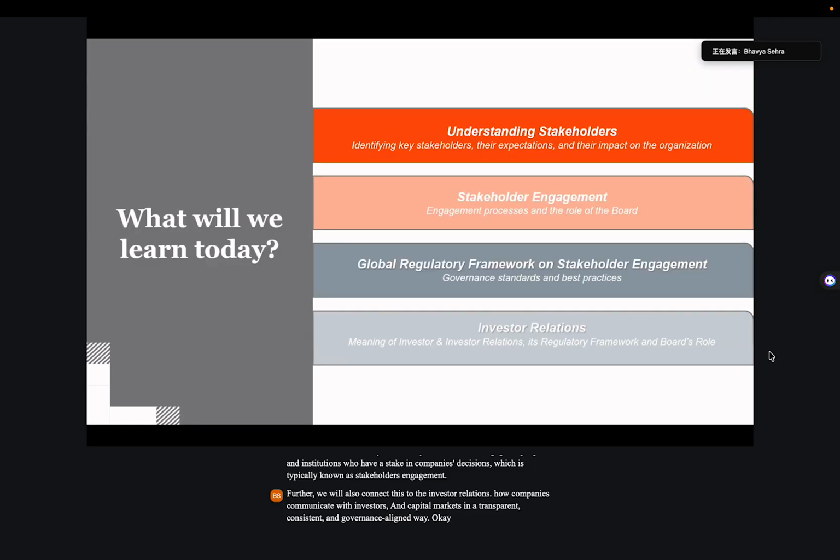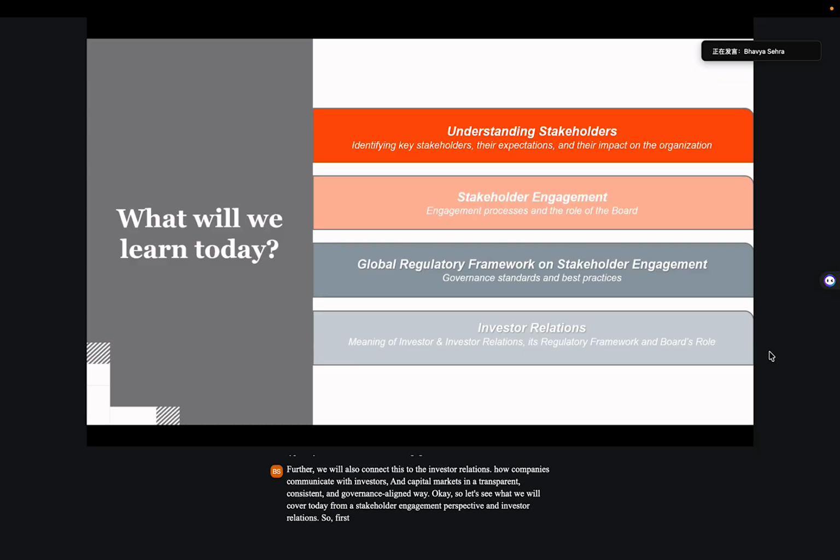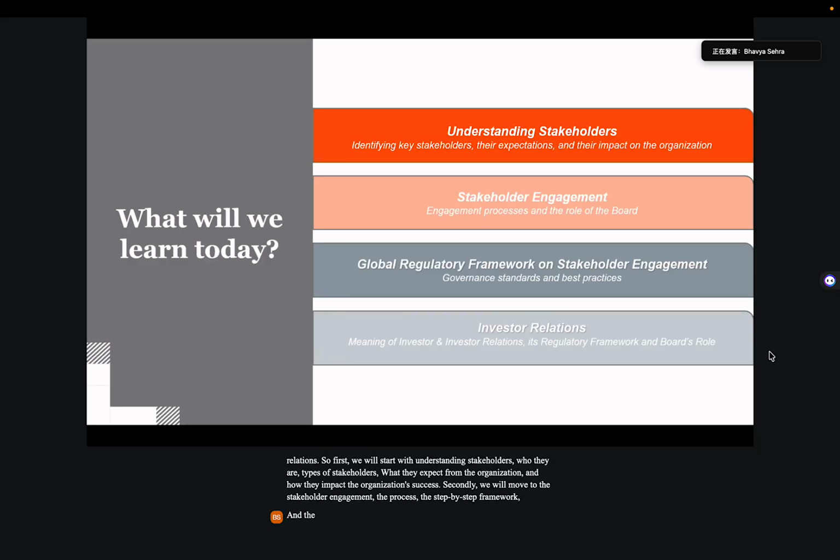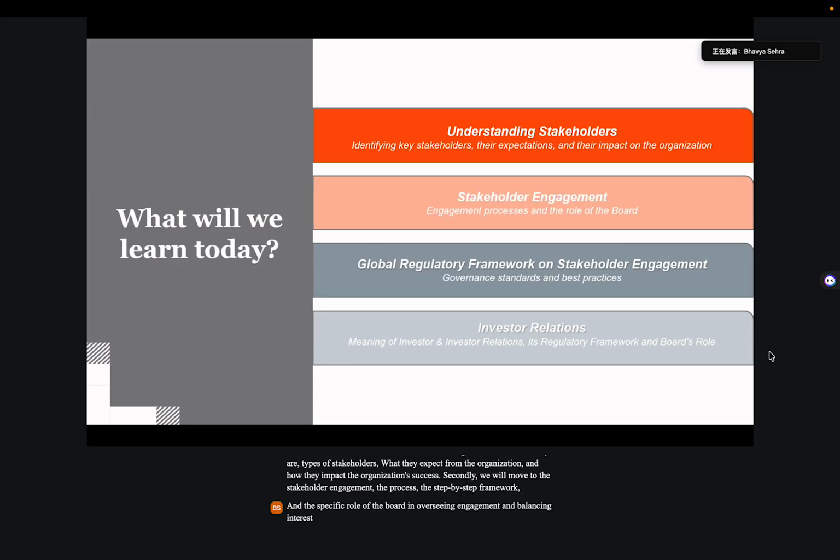Okay, so let's see what we will cover today from a stakeholder engagement perspective and investor relations. First, we will start with understanding stakeholders, who they are, types of stakeholders, what they expect from the organization, and how they impact the organization's success. Secondly, we will move to stakeholder engagement, the process, the step-by-step framework, and the specific role of the board in overseeing engagement and balancing interests.